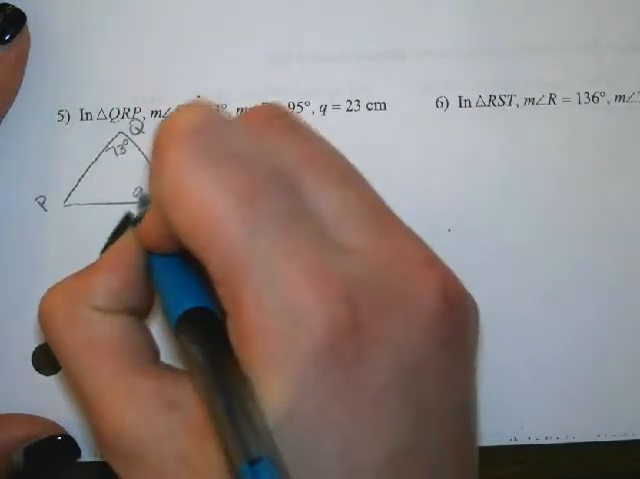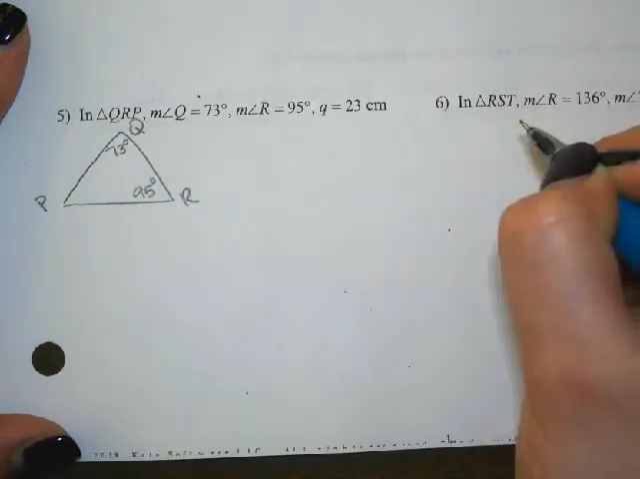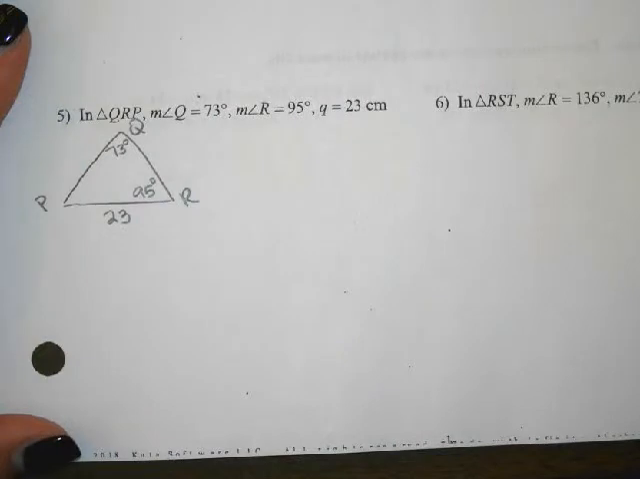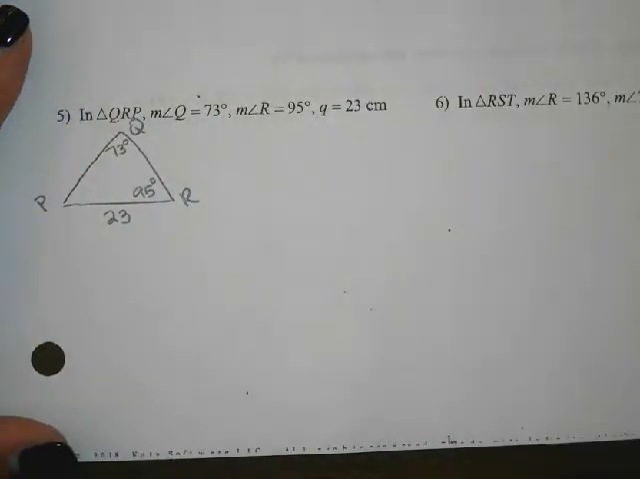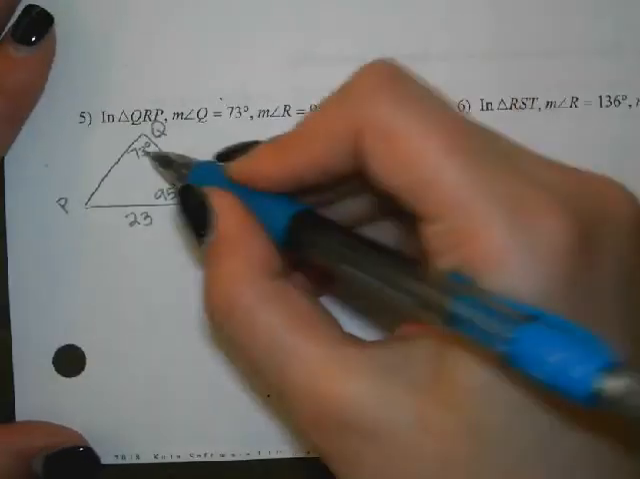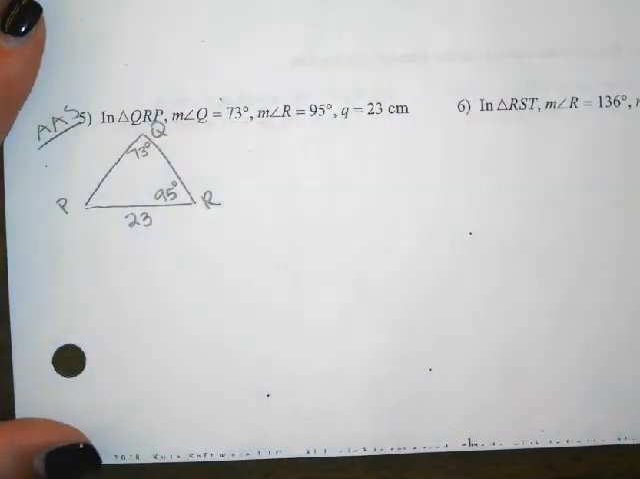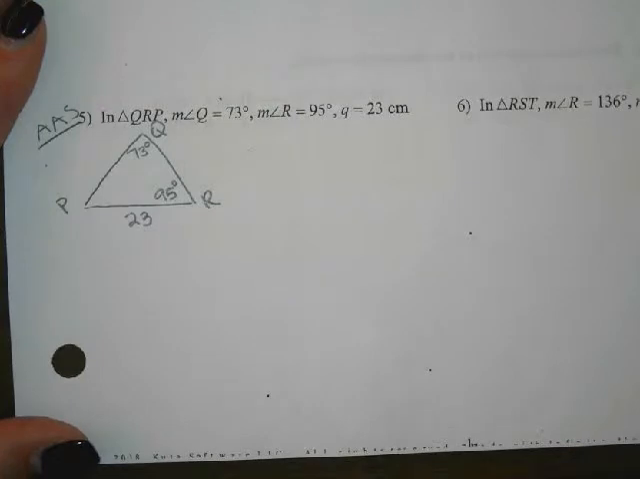Angle R is 95 degrees, and then side Q is 23. So last time we had angle, side, angle. What do we have this time? Angle, angle, side. You guys see that? So it's still law of sines. It's still one of the easier ones, but it's a little bit different than the setup that we had for the last one.